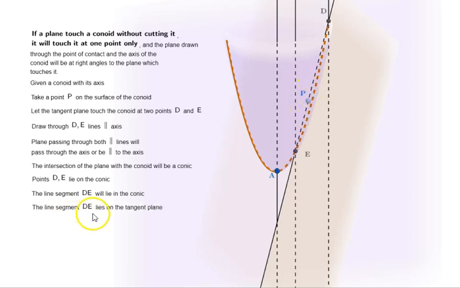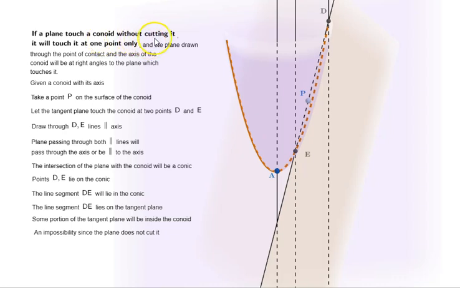The line segment DE lies on the tangent plane. That is what we have started off with. And some portion of the tangent plane will be inside the conic. That means DE lies inside the conic and DE lies on the tangent plane. That means some portion of the tangent plane will be inside the conoid, which is an impossibility since the plane is not supposed to be cutting it.